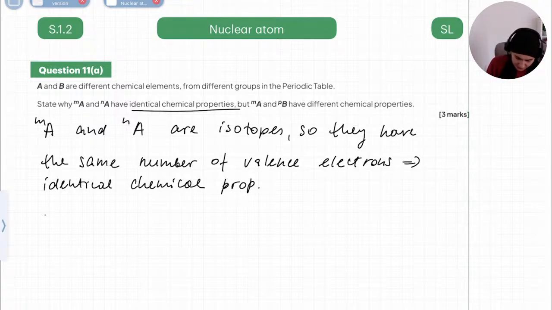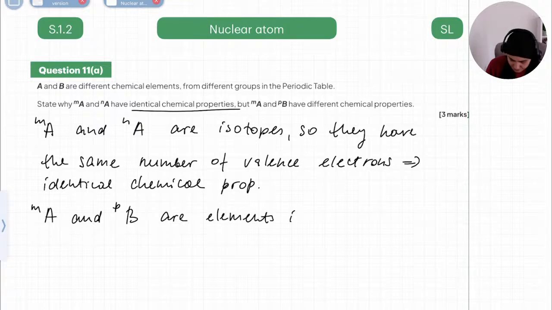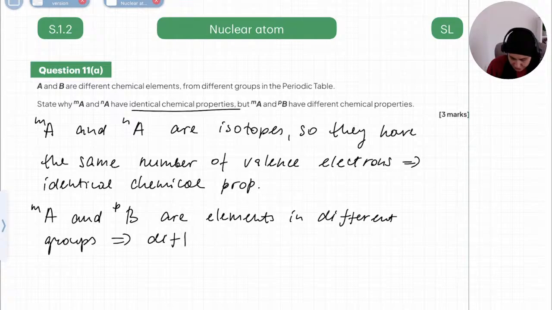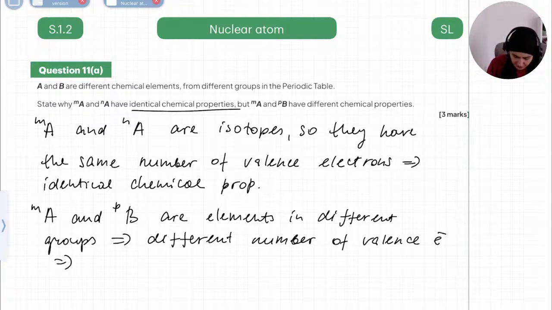So AM and BP are elements in different groups. So they have a different number of valence electrons, or outer shell electrons, which means they have different chemical properties.